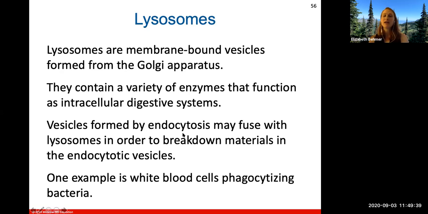Vesicles formed by endocytosis coming into the cell might fuse with lysosomes first in order to break down what's inside of them. One example of this are your white blood cells, and they will phagocytize bacteria. So if bacteria enters your cells, these lysosomes will take in that bacteria and try to digest it before it can harm anything within your cell.